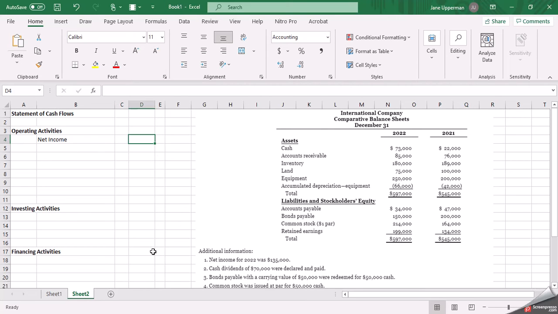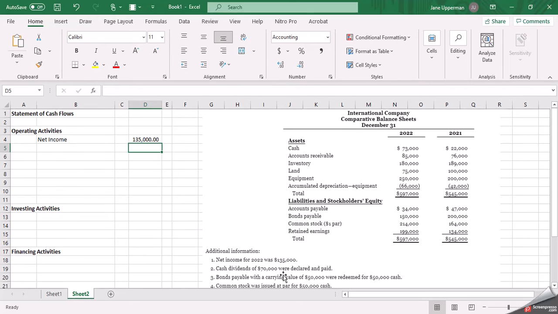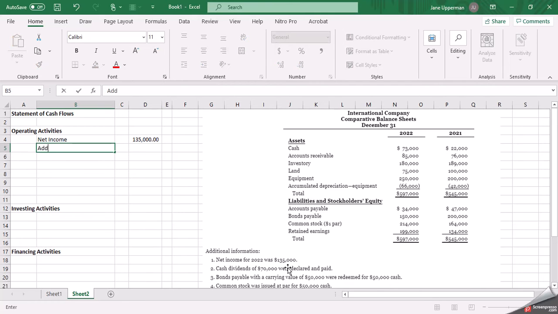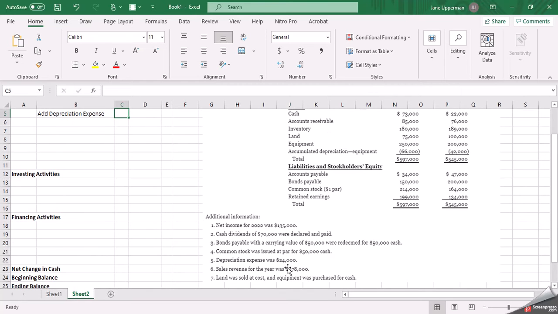So then my net income, again, in this case, they give it to us. Sometimes you may have to find it on the income statement, but they give it to us. Then the next thing that we do is we add back depreciation expense, because depreciation expense is a non-cash entry, and this is the cash flow statement. So we want to only have expenses that are cash. So our depreciation expense, again, going down in this additional information, is $24,000.